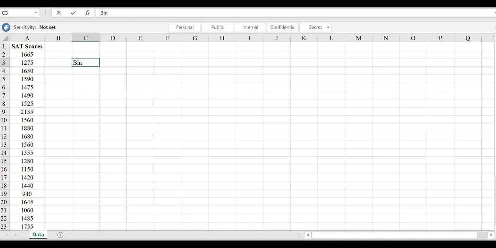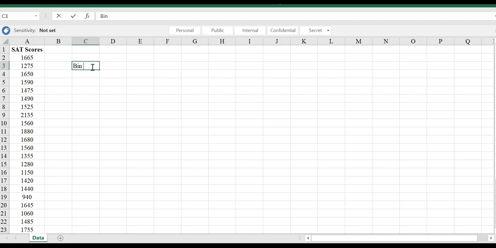establishing the bins. So I'm just going to go ahead and write down the bins or bin range. When we're dealing with the bin range, whenever we're using the histogram tool, we only need the upper limit of each bin. Our bins start from 800 and the bin size is 200. So the first bin is 800 to 1000, right? So actually the upper limit of the first bin is 1000.